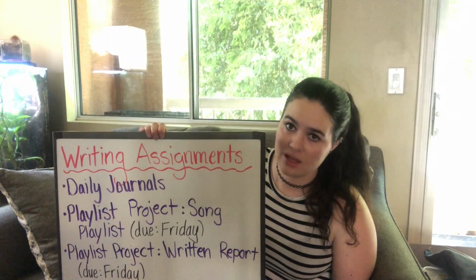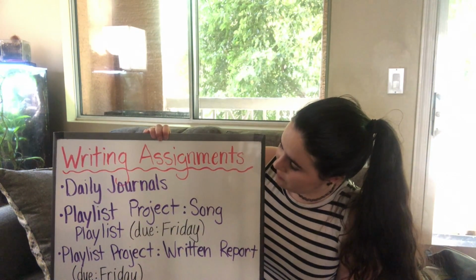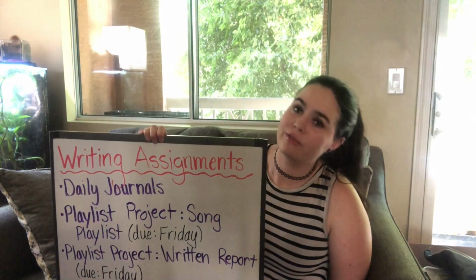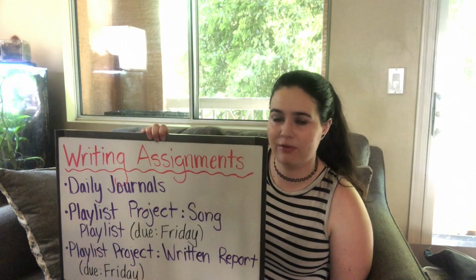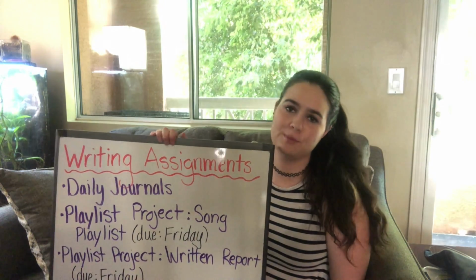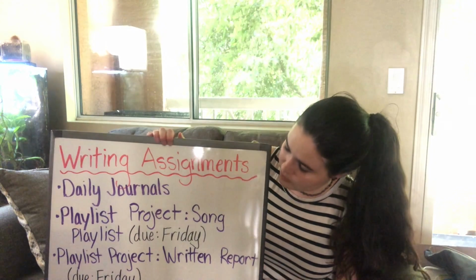So the first part of the project that is going to be due on Friday is your song playlist. When you type this up, there's a few pieces of information that you will need in there. You will need the name of the song, as well as the artist. The next part of your playlist project, which is also going to be due on Friday to Google Classroom, is your written report.